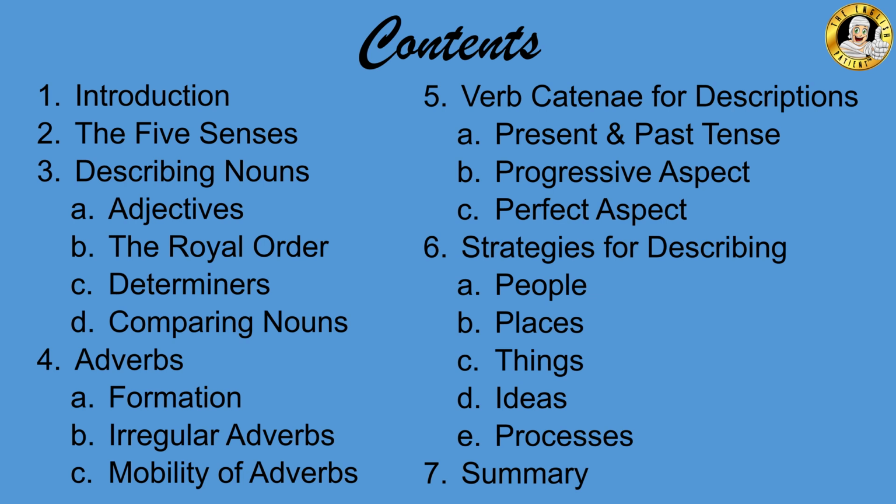In particular, we'll have a brief look at present and past tense, and then the 2 aspects of progressive and perfect. We'll then examine strategies which can be used for describing various things, including people, places, things, ideas, and processes. And finally, we'll be summarizing at the end.